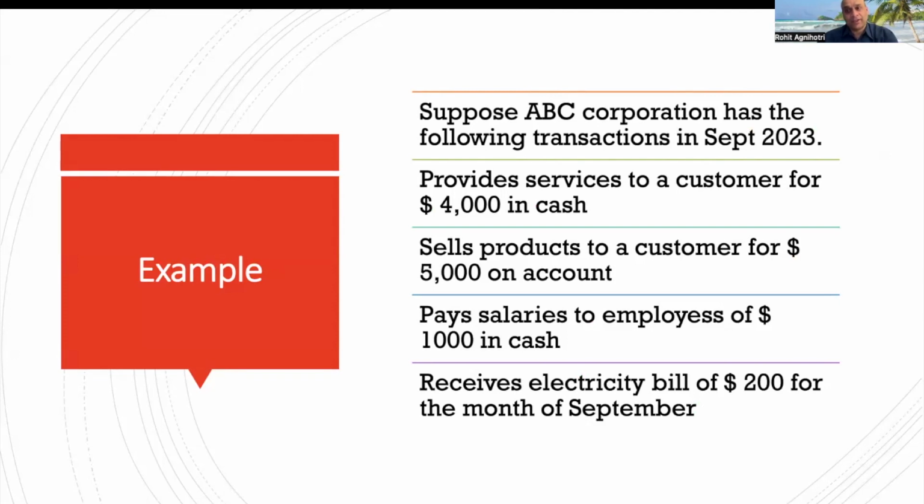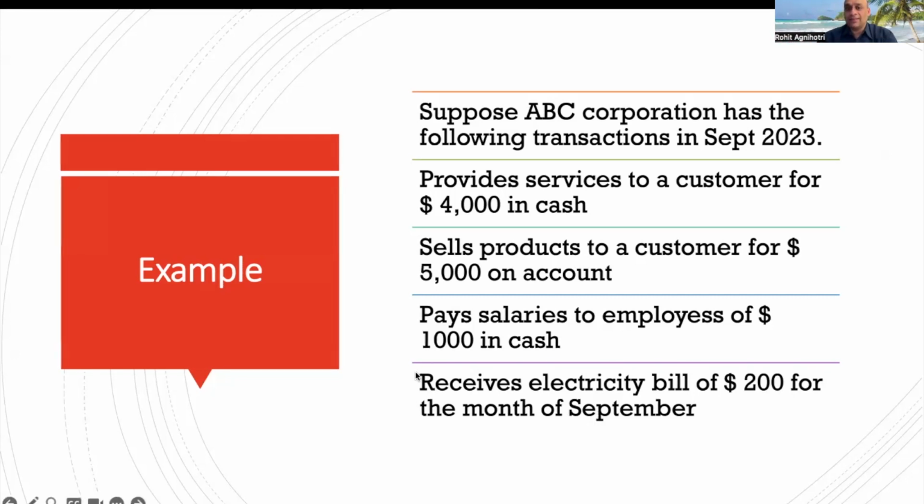Second transaction, they sold some products to a customer for $5,000, but this time the payment was not in cash at that very moment. This customer had a contract, was on account, so no cash transaction took place. Third one, this corporation paid salaries to the employees for $1,000 in cash. Obviously, when you pay something, it has to be a cash payment.